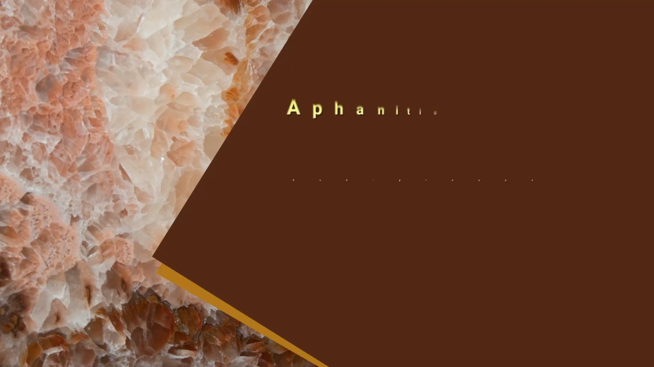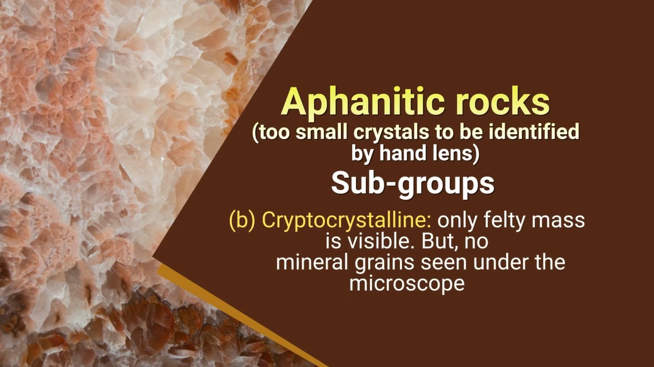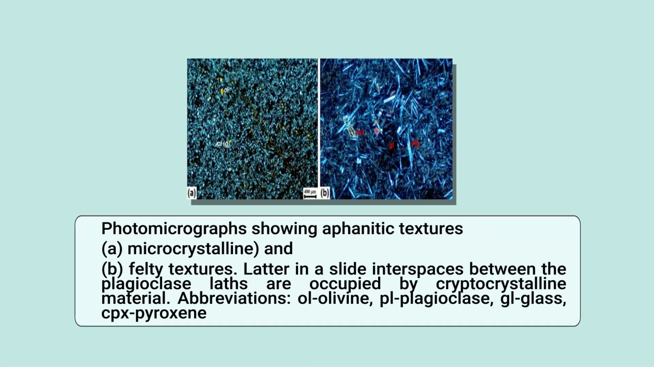mafic minerals. Now, aphanitic rocks are those rocks where the crystal size is too small to be identified by hand lens. They can be subdivided into 2 subgroups: microcrystalline, grains visible only under the microscope, and cryptocrystalline, when only felty mass is visible but no mineral grains are seen under the microscope. Here is the slide which is seen under the microscope. Texture A, microcrystalline, on my left hand side, and B, felty texture, on my right hand side.